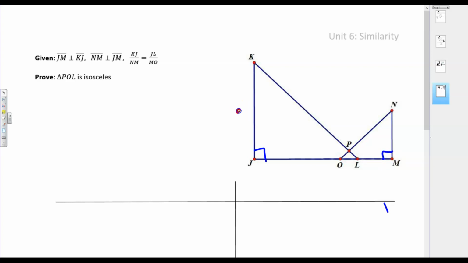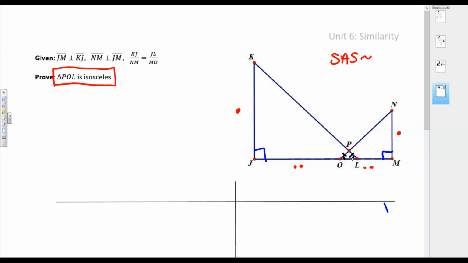I'm given that JK over NM is equal to JL over MO, which means looking at this, I can do some work to show that my right angles are congruent and that my triangles are going to be similar by SAS tilde. That's how I prove them similar, but I'm not asked to stop there. I'm asked to prove that this triangle, POL, is isosceles. And an isosceles triangle requires that these two little segments be congruent, or that these two angles right here be congruent. And so that's going to be my goal for this proof.